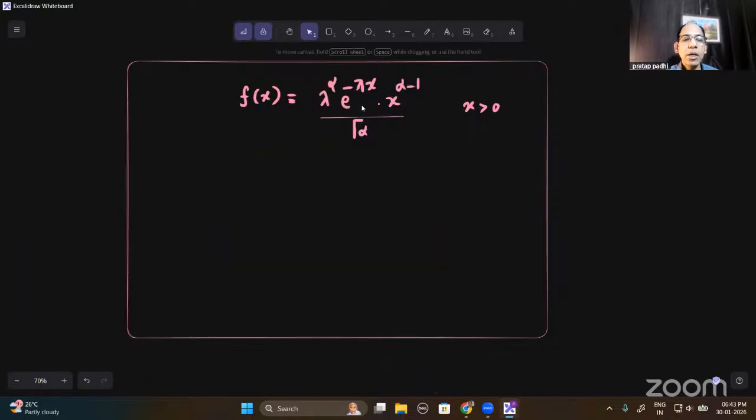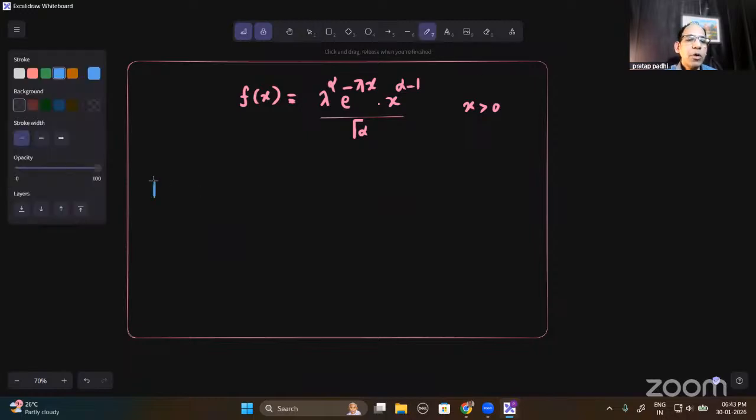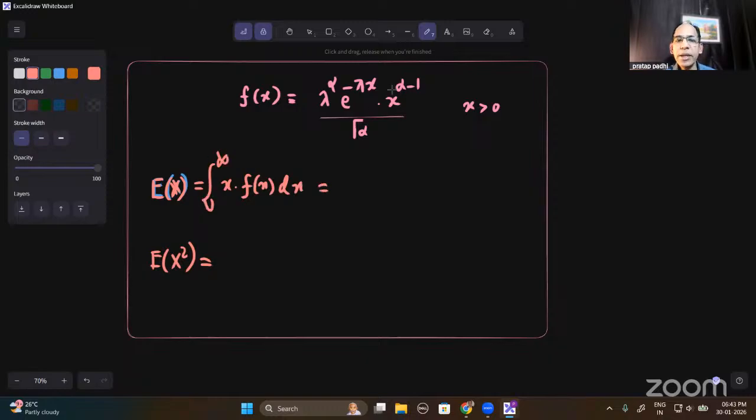This is what you will see in most of the problems. If I want to find E[X] and E[X²], from which I will be able to find the variance of X. Now, E[X] will be equal to the integral of x f(x) dx. So I need to multiply by x. In place of x^(alpha-1), I will have x^alpha.